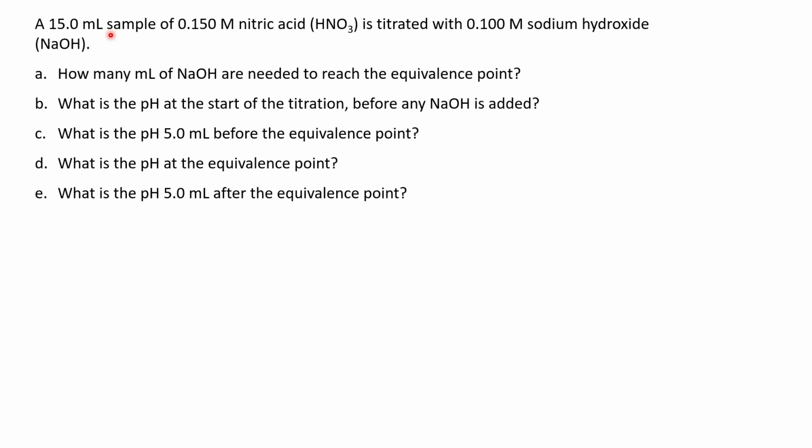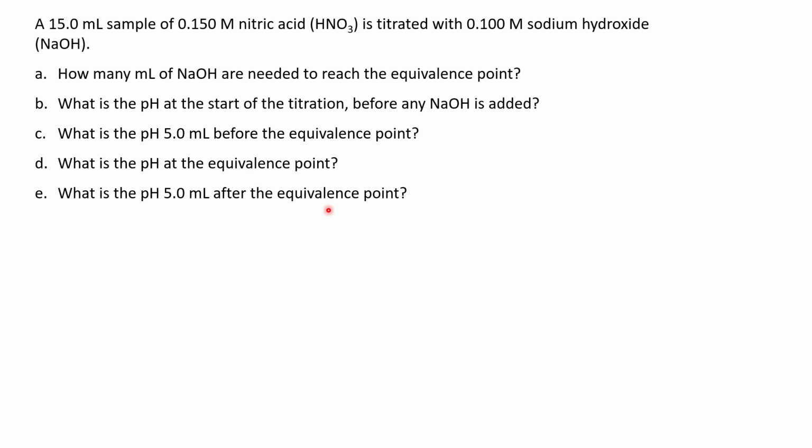Here are your basic questions that you're going to ask in most titrations. First, you want to know how many milliliters of sodium hydroxide you're going to need to reach the equivalence point. Then you want to know what is the pH at the start of the titration before any sodium hydroxide is added. Next, what is the pH 5 milliliters before the equivalence point? Then what is the pH at the equivalence point? And finally, what is the pH 5 milliliters after the equivalence point? It's a lot of calculations.